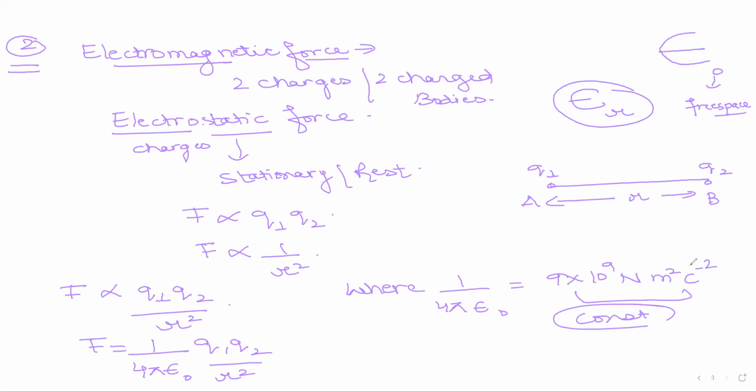So it has the value 9 into 10 to the power 9 Newton meter square per coulomb square. Everywhere you use 1 upon 4 pi epsilon naught, you just have to directly put the value 9 into 10 to the power 9 Newton meter square per coulomb square, because this is a scientifically calculated value. This is a constant value, and it remains as it is.